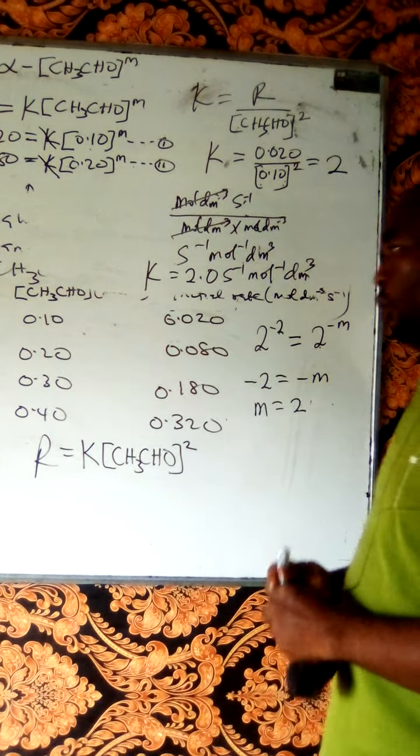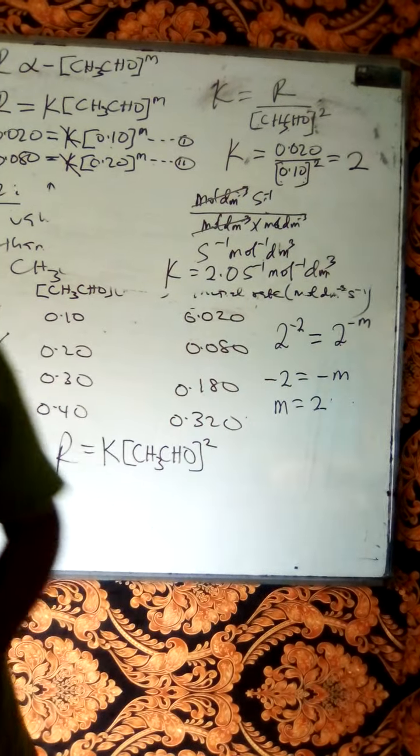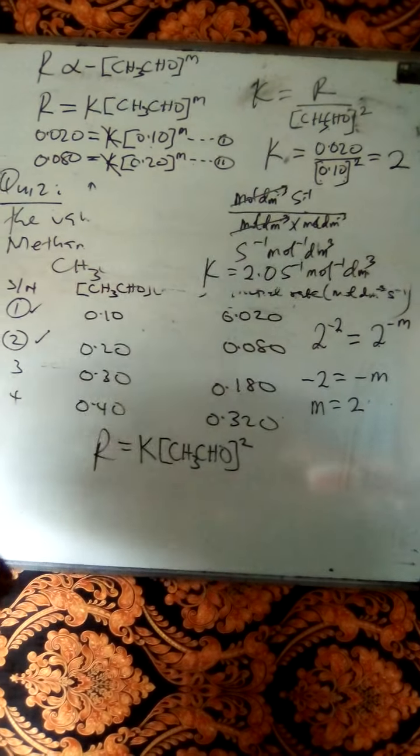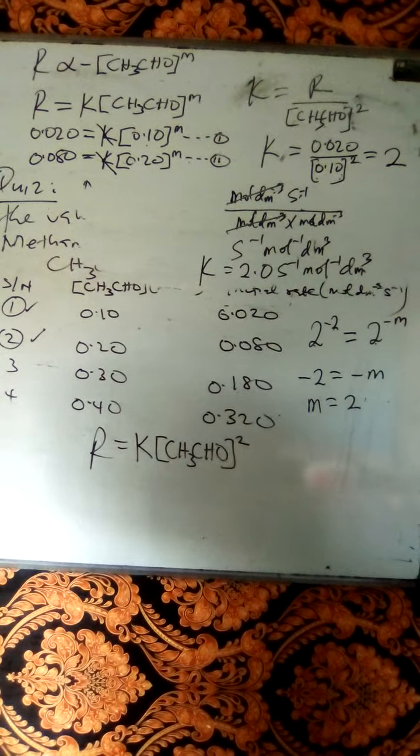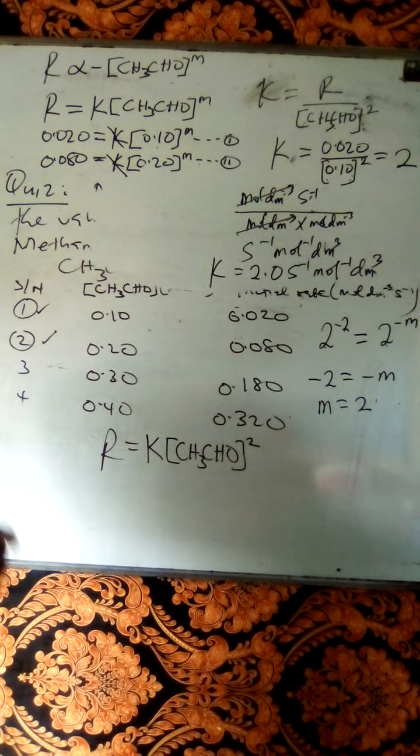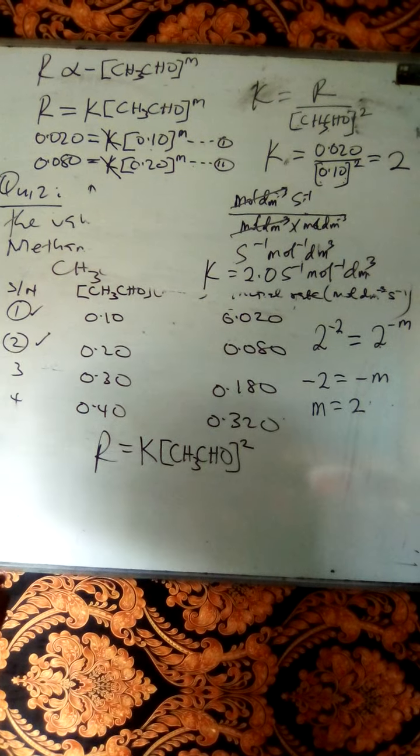Okay? So we have seen an example of how to derive or obtain the rate law, rate constant and order of reaction from numerical data that involves a unimolecular reaction.